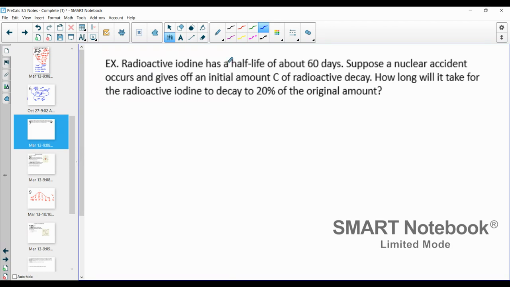We have radioactive iodine has a half-life about 60 days. Suppose a nuclear accident occurs and gives off an initial amount of radiation. How long will it take for the radioactive iodine to decay 20% of the original amount? All right, so this word decay here is kind of confusing because it makes you want to use exponential decay here, but we're actually going to be using our growth model.